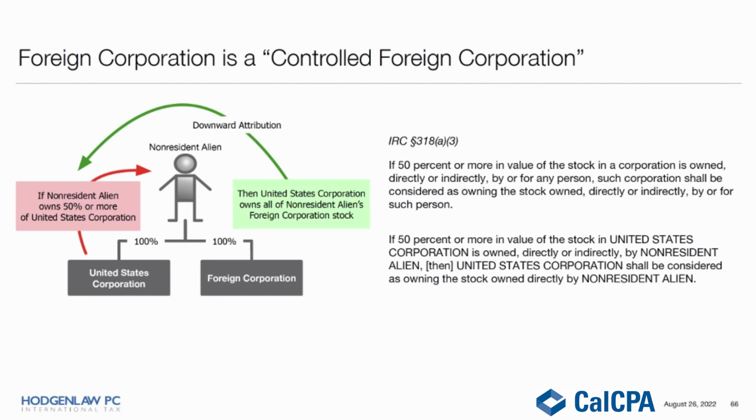So now, hey presto, by constructive ownership, this U.S. corporation owns 100% of the stock of the foreign corporation. Therefore, the U.S. corporation is a U.S. shareholder. Therefore, the U.S. corporation has a Form 5471 filing requirement.